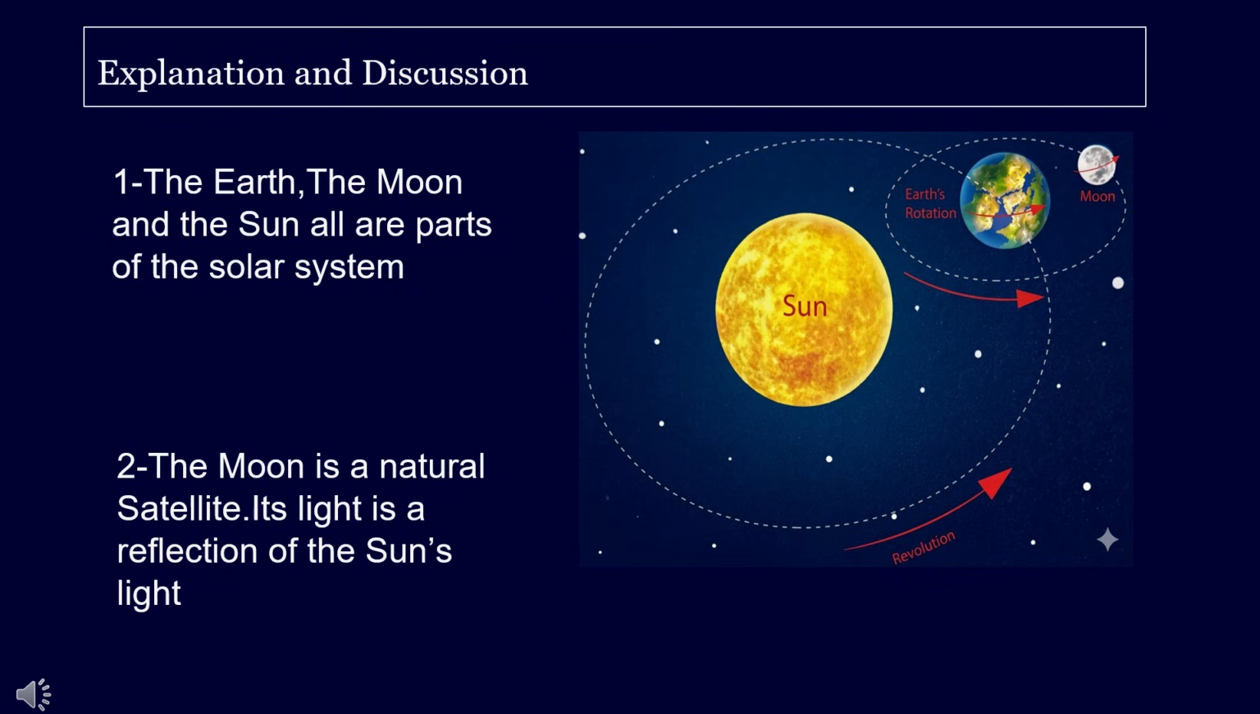Now, look at point number 2 regarding the Moon. This is a common misconception. The Moon does not create its own light. It's like a giant mirror in the sky. It is a natural satellite, which means it orbits the Earth.